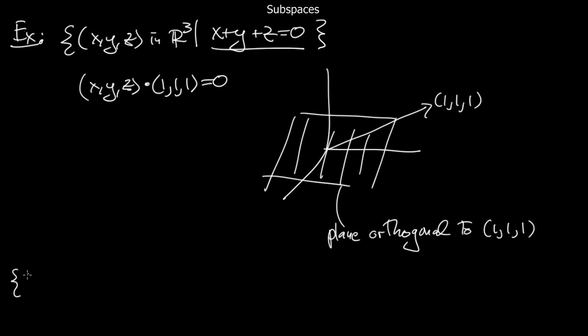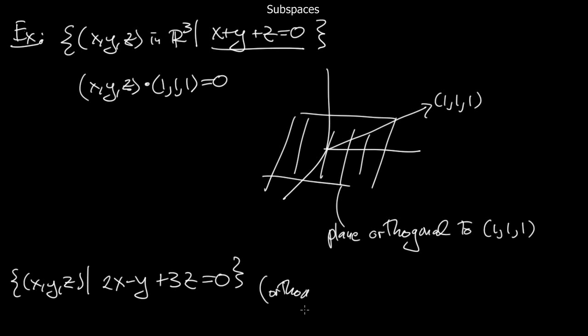It contains the origin, and I'll let you check that if you add two such vectors, it still has this property. Another example is take the vectors which satisfy this linear equation. That is to say, the vectors which are the orthogonal complement, or you take the dot product with the vector (2, -1, 3), and you get 0. That's also a subspace. How about something like this?